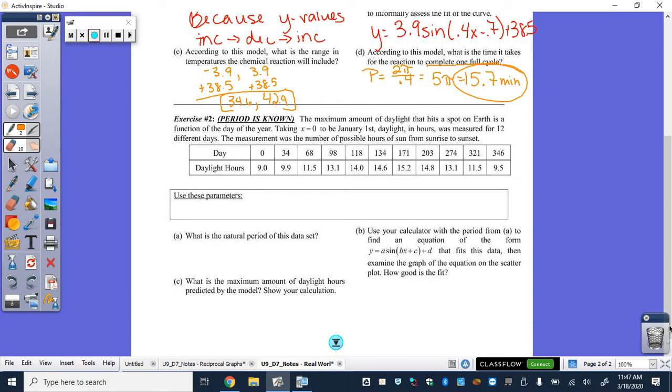We know what this period is. It has a natural period to it. So when we are doing our regression, we're still going to have 3, L1, L2, but then we would put in a period value this time of 365. So go ahead, type those values in. Day is L1, daylight is L2, and then start doing your sine regression.